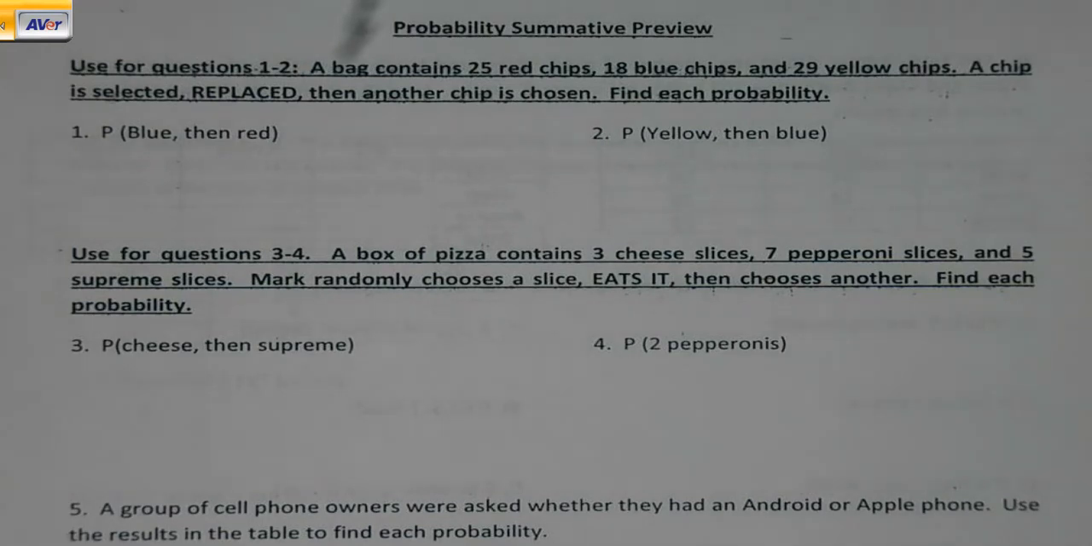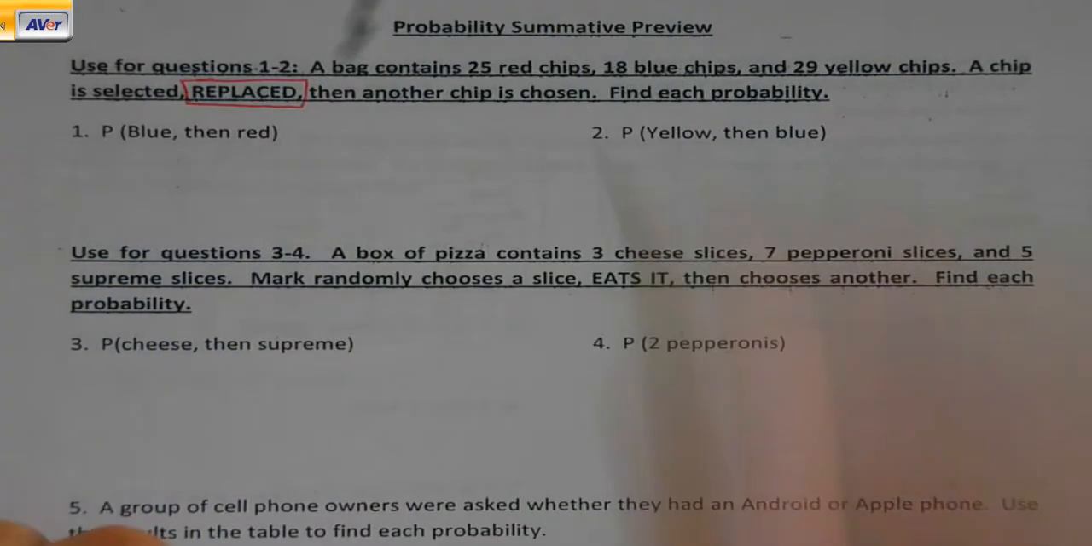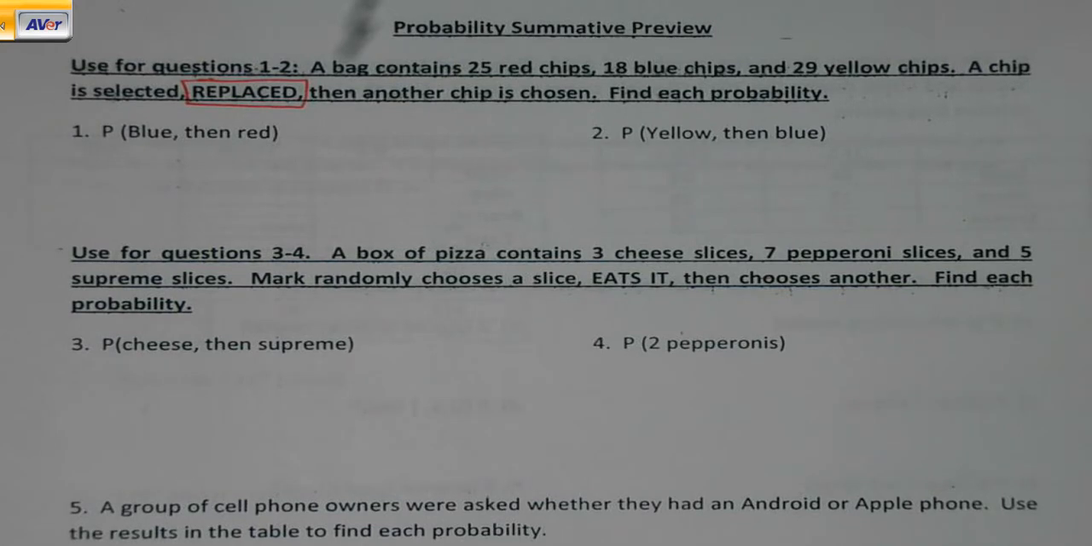A chip is selected. Here comes a key word. That's why it's all caps. Replaced, and then another chip is chosen. So in other words, we're going to have multiple events going on here. But before the next event occurs, whatever chip I pulled out is going back into the bag, which means my probability to get that particular thing would be the same.